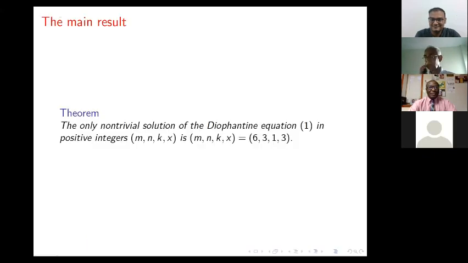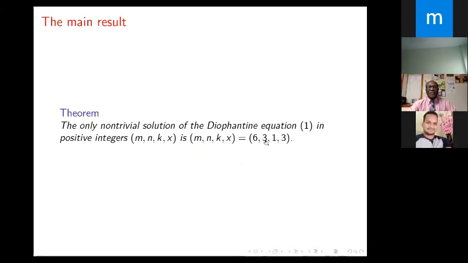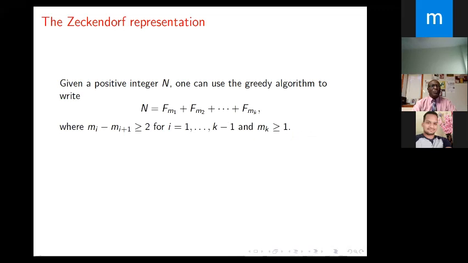And so anyway, the first result we obtain is the following. We prove that besides the trivial solution, the only non-trivial solution we obtain is the solution given by (m, n, k, x) equal to (6, 3, 1, 3). So how do we prove that? I will give an idea about the proof.